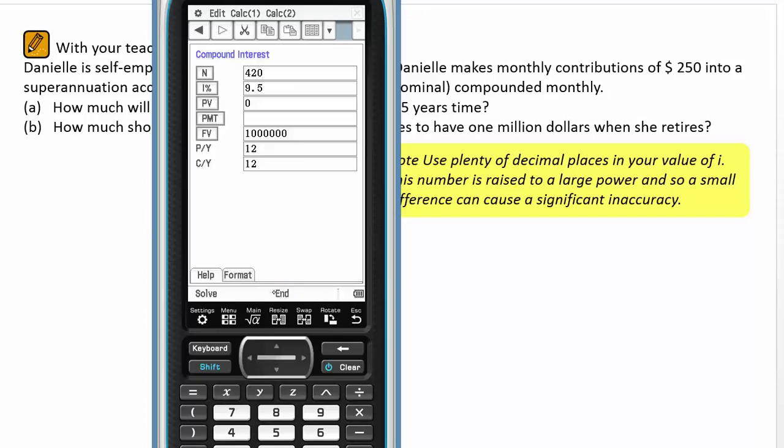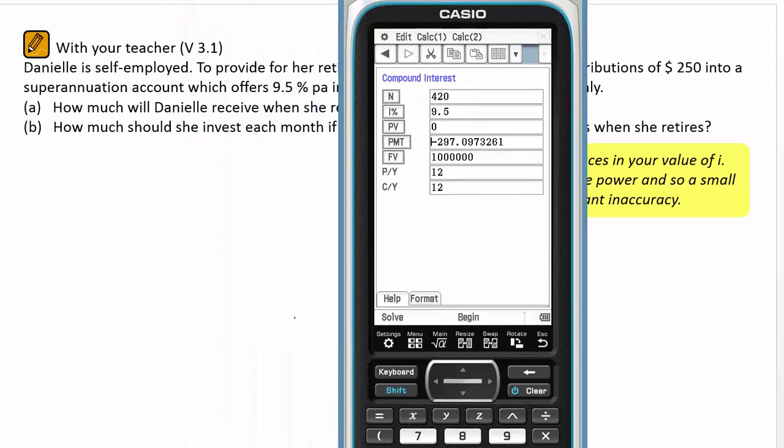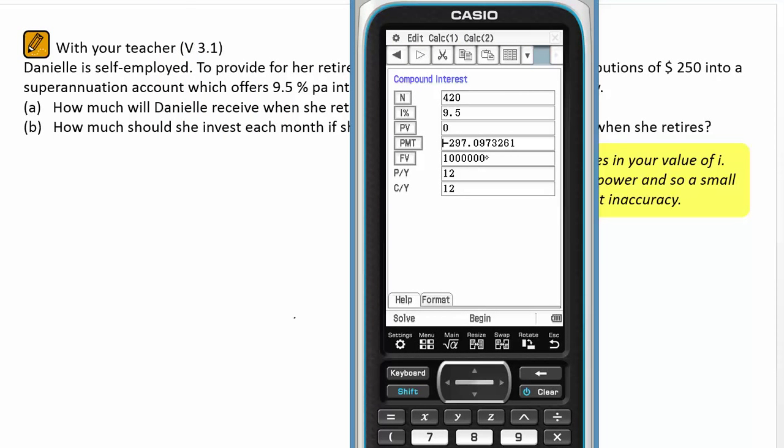Now, because we're making this payment at the beginning of the sequence, she starts earning interest from the very beginning. Hitting the payment selector, we get negative $297.09, or about 10 cents. Please note it's negative because it's coming out of her pocket. Now, you need to leave a paper trail if you wish to get your marks for this type of question. So I'll just show you how we can do that.